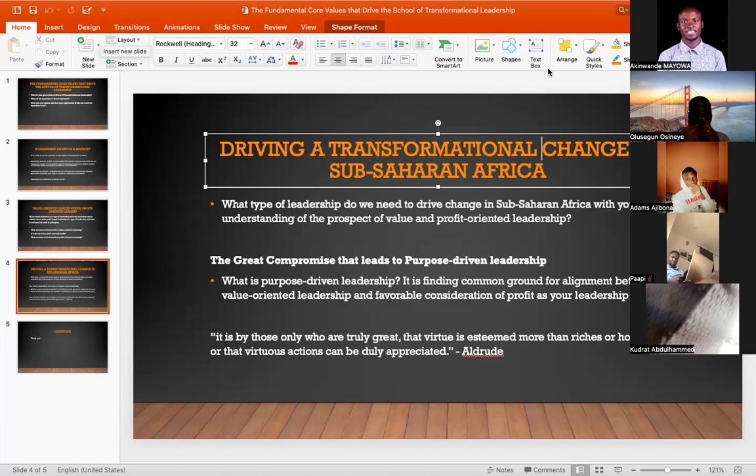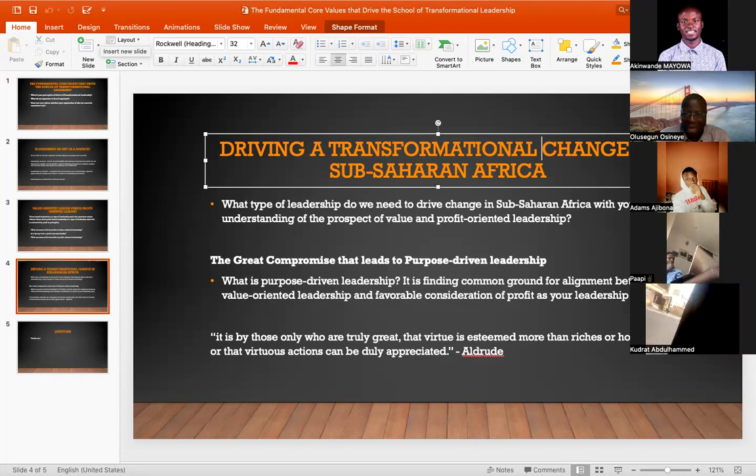So we need to make a compromise between how we want to make good profits in such a way that we would not be jeopardizing the life of other people, and also to ensure that we effectively impart good values into people. So if you ask me what a purpose-driven leadership is in this sense, I would say it is finding a common ground of alignment between value-oriented leadership and favorable consideration of profit as your leadership goal. That is the compromise that I think we need to make to be able to drive the change that we want in Africa: to align value-oriented leadership and favorable consideration of profit as our leadership goal.